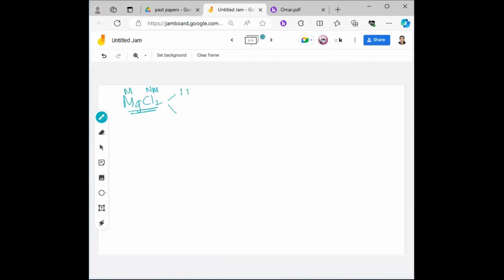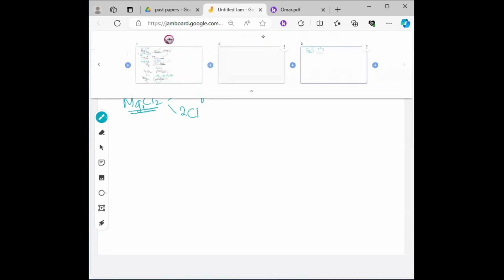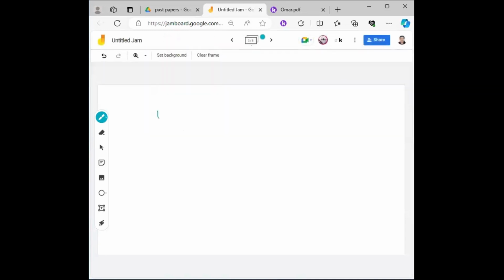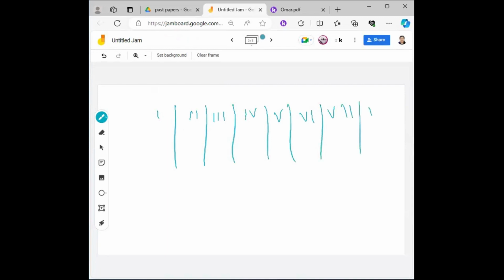So for example, look over here. Nothing is written over here. That means one is written over here, right? So we will write over here one magnesium and then we will write two chlorines. Are you getting it? Then from the periodic table, we'll try to deduce what is the charge on each one of them. So we basically have 1, 2, 3, 4, 5, 6, 7, and then 8. 8 groups, right?